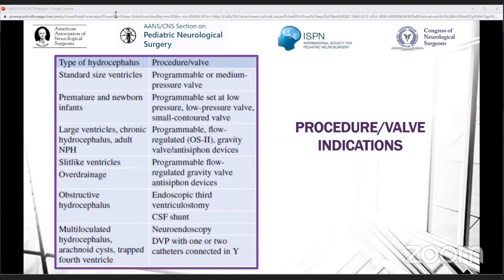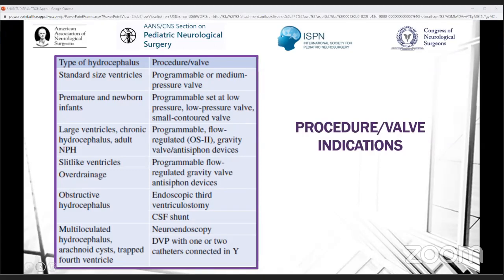We must consider this because in this kind of patients, like I said before, they have many variations and malformations. So if we are thinking of standard size ventricles, we are going to use a programmable or medium pressure valve. And if we find patients that are premature or newborn, we can use a programmable or low pressure valve and a small counter valve. And in large ventricles or chronic hydrocephalus, like in an adult patient, we can use a programmable or a flow regulated valve.